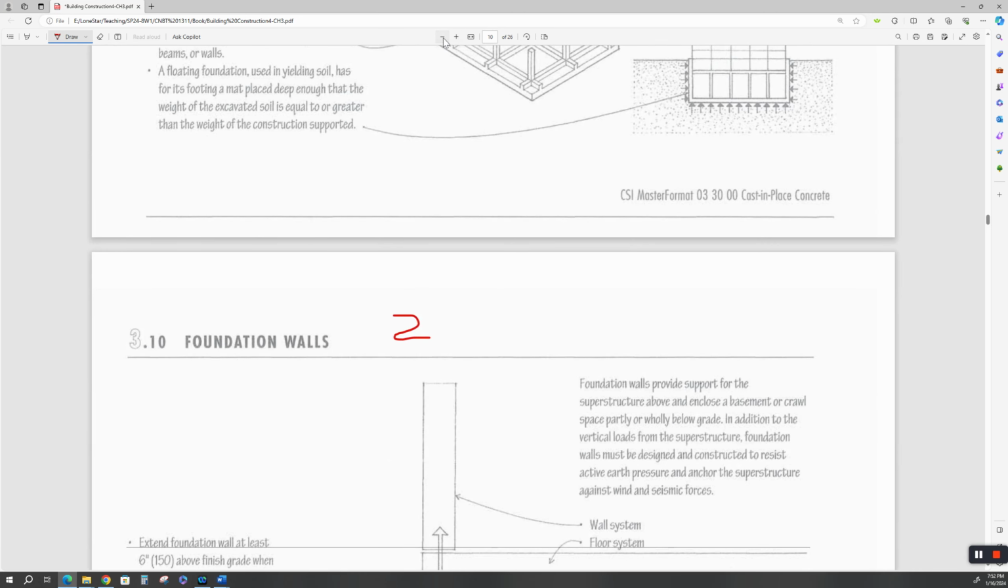When enclosing a habitable space, a foundation wall system must be constructed to resist the penetration of water and soil gases such as radon. Oh no! Control heat flow, accept a range of suitable finishes, and accommodate windows and doors and other openings. You're going to put a window and door down here underground? No. Okay.